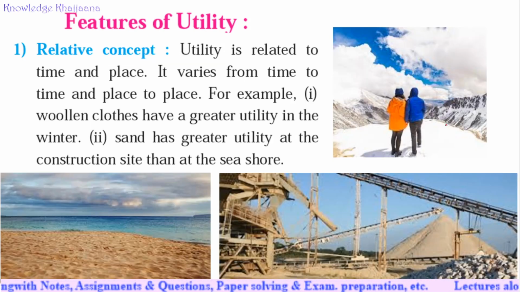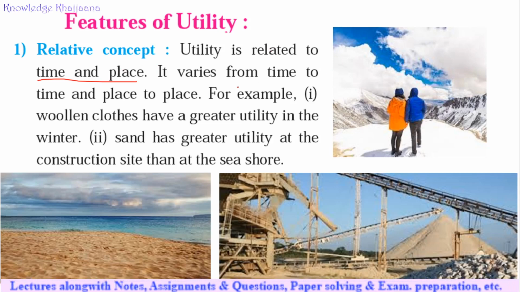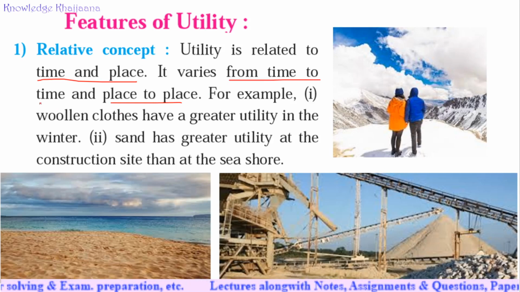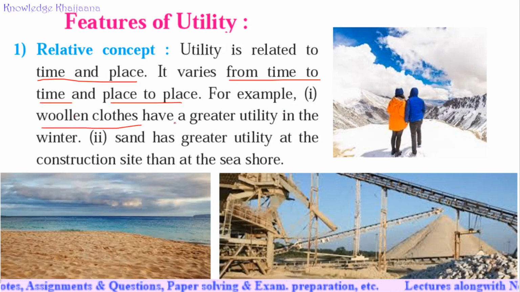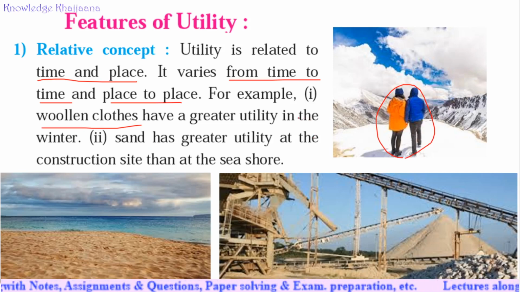The first feature is relative concept. Okay, see what is given. Utility is related to time and place. The utility of a commodity is related to time and place. It varies from time to time and place to place. For example, woolen clothes have a greater utility in the winter. See, people wear woolen clothes, so it has greater utility in the winter, right?